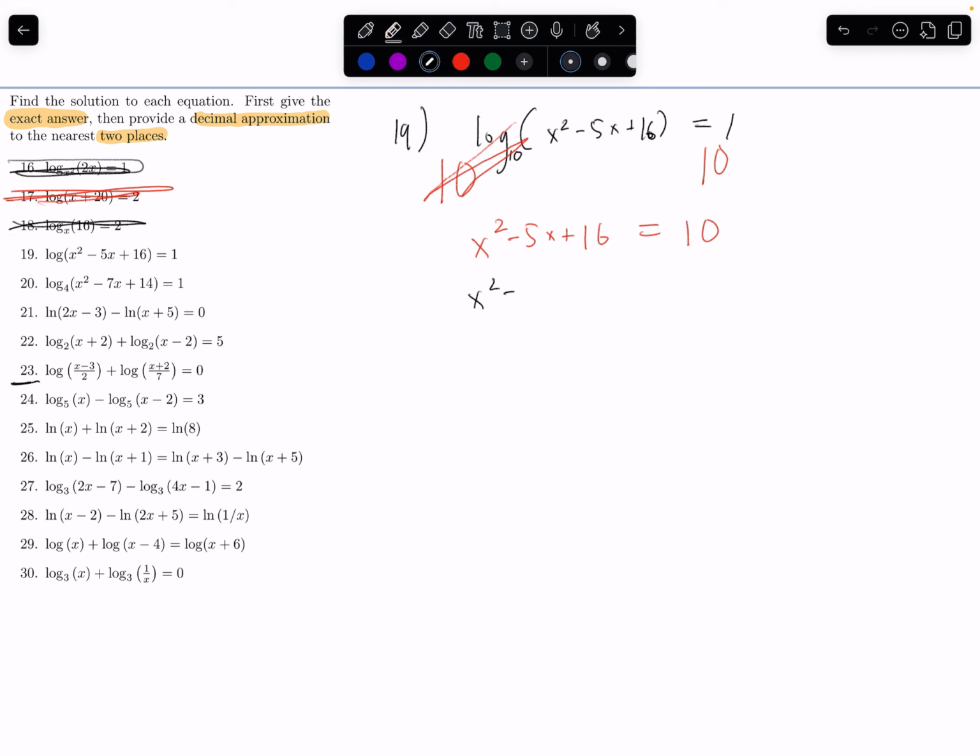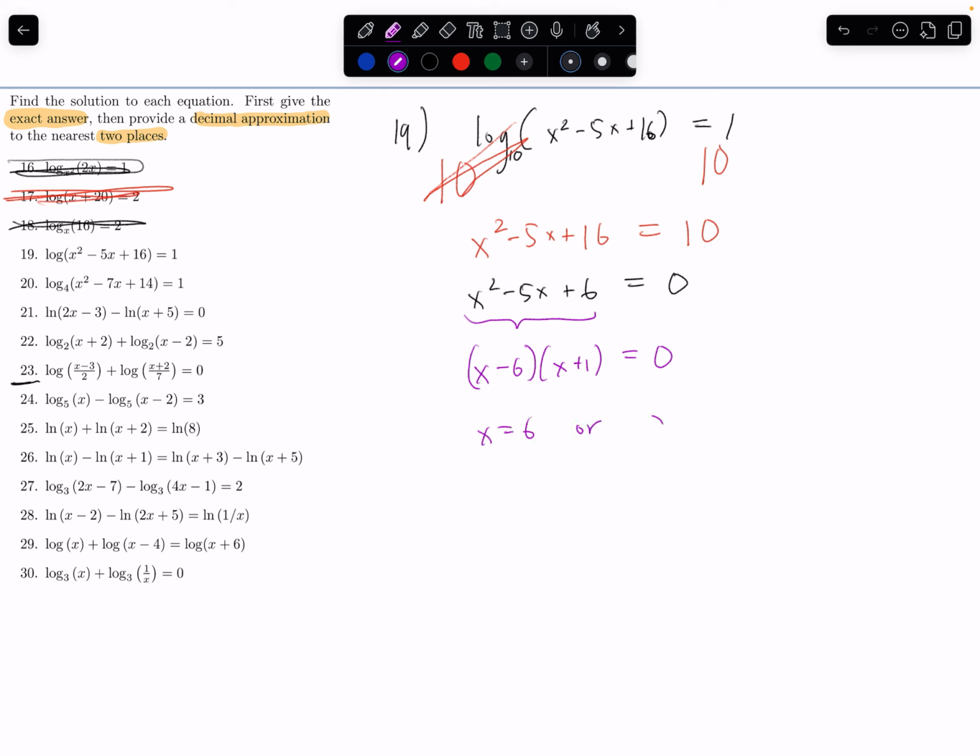Okay, to solve that thing, subtract 10 from both sides. I got x squared minus 5x plus 6 equals 0. And now let's look to factor this thing. Can this thing factor? Well, two things that multiply to 6 and add, or subtract rather, to negative 5. That would be x minus 6 and x plus 1.